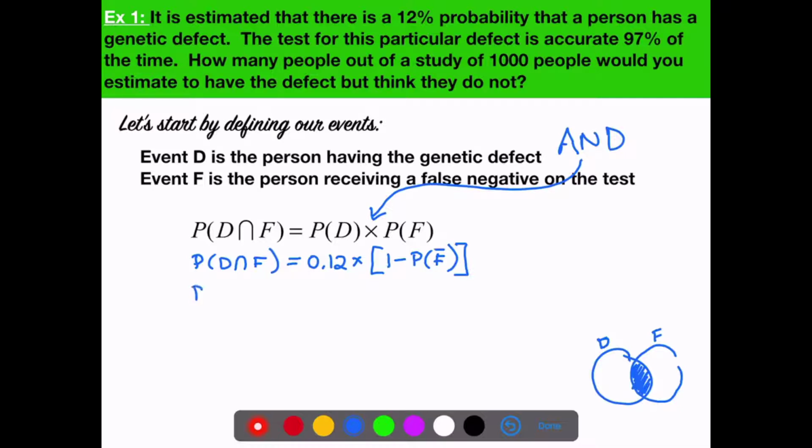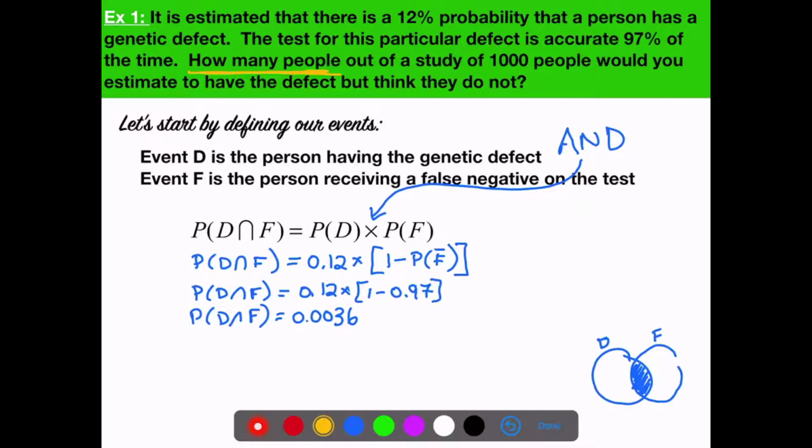So continuing on, I can sub in that value. 0.12 times 1 minus 0.97. And when I calculate that all up, I end up getting 0.0036. Okay, then I reread the question. Have I actually answered the question? Well, the question was the last sentence. Oh, it says how many people? We have not done that. We haven't finalized the question. So we need to make sure we do that.